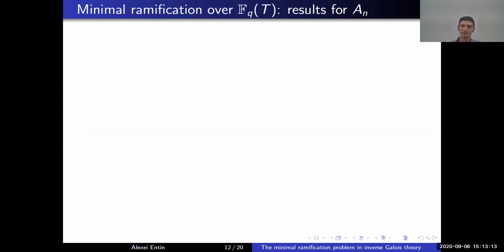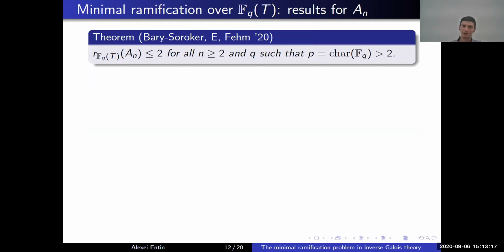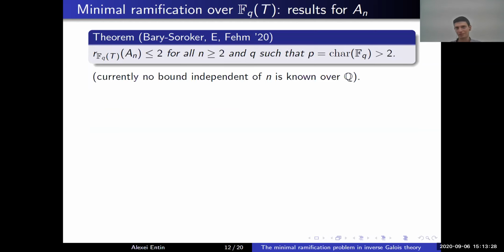Now let's move on to An. Again, we can show, well, this time we require the characteristic not to be 2, but then we show that 2 ramified primes are always enough. And nothing like this is known over Q at the moment with any fixed bound.